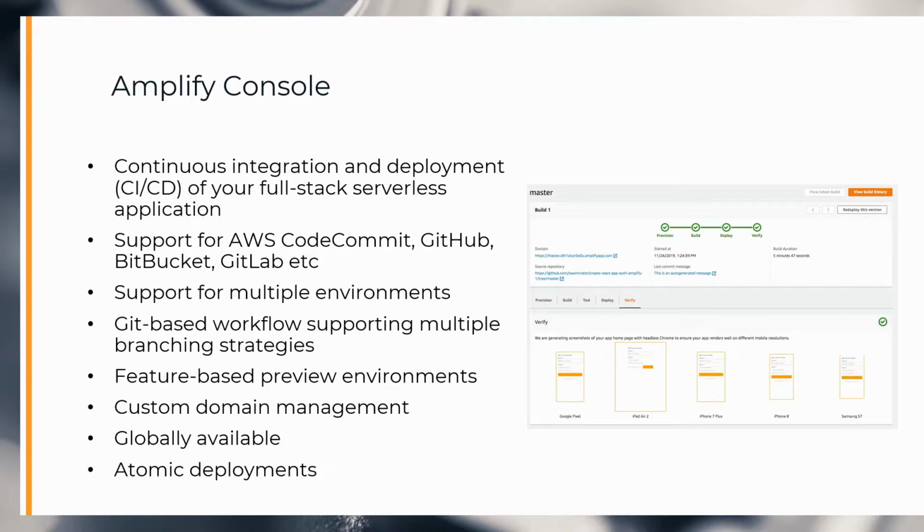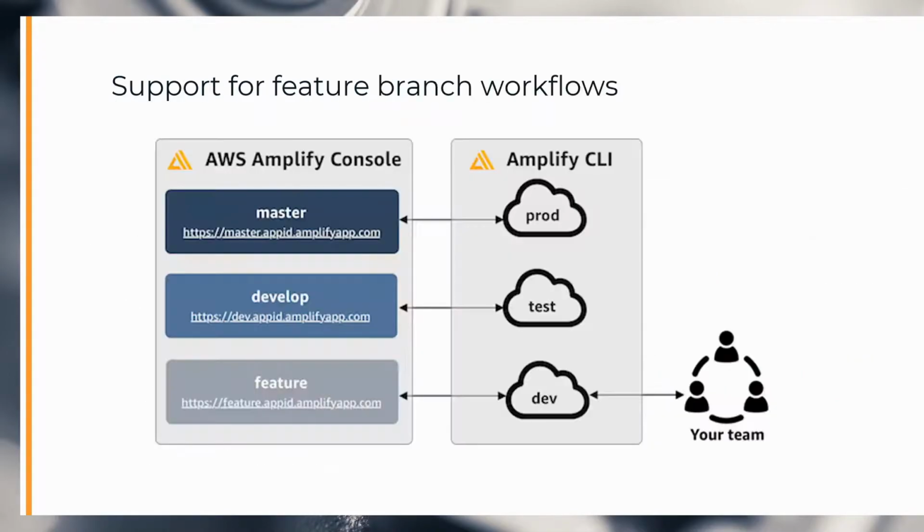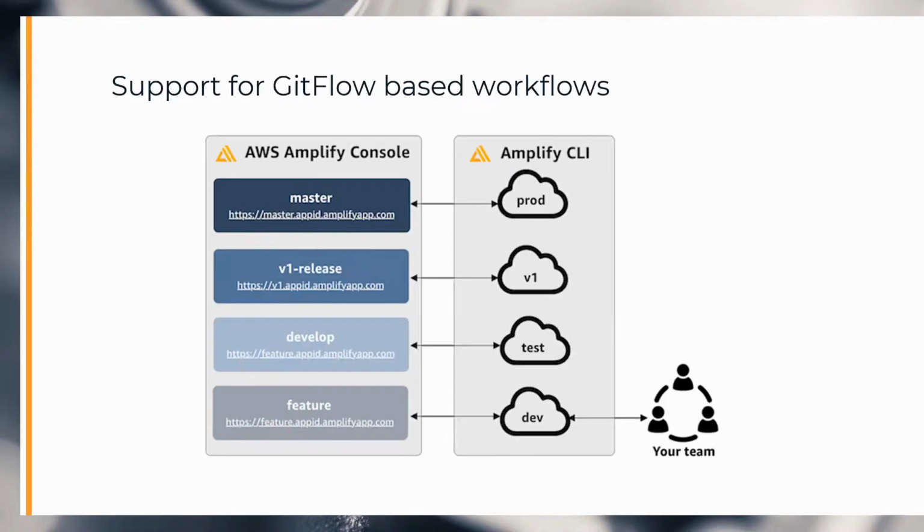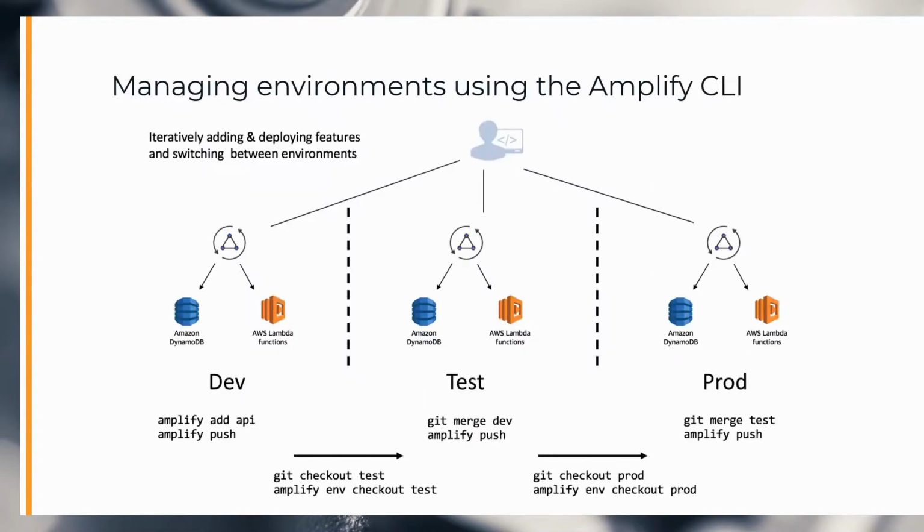So should something be introduced into the environment that may break it or has a bug, we can always roll back at the click of a button or a call of an API to restore that environment back to the previous state. As I mentioned before, there's a lot of support for a number of different workflows that your development team might be practicing, such as feature branch workflows, Git flow-based workflows, and using the CLI, we can manage the lifecycle of our application in very familiar Git conventions, such as checkout and merge.